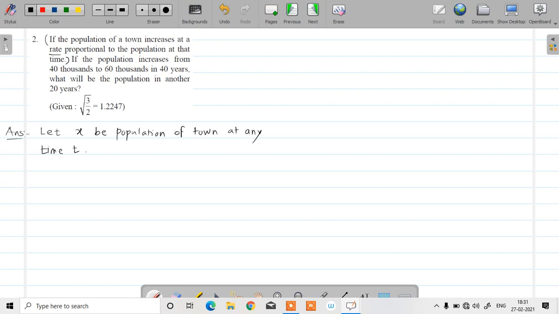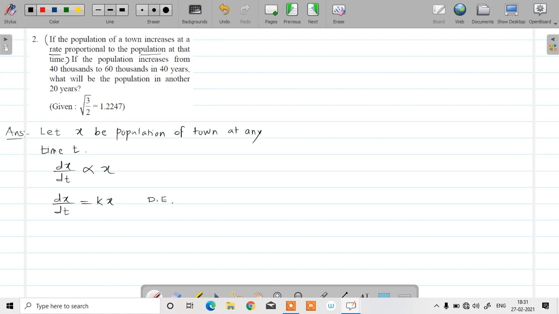Now as per the given statement, the population of a town increases at a rate, meaning dx by dt, the rate of change of x with respect to time, is proportional to the population at that time. Population at that time means x, so dx by dt is directly proportional to x. Hence we get dx by dt is equal to kx. So this is the differential equation. Remember, we form the differential equation by using the given condition.